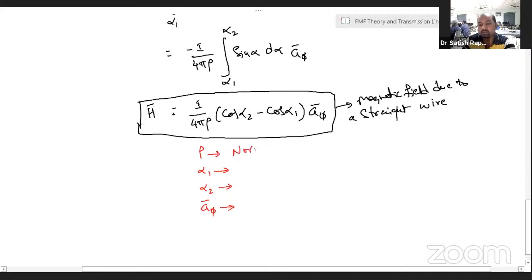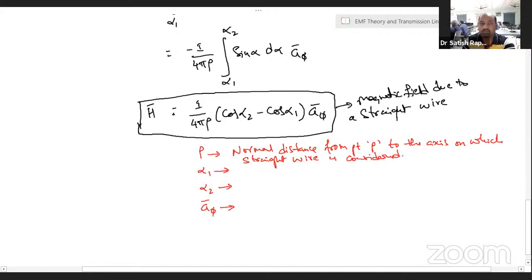Rho is a normal distance from point P to the axis on which the straight wire is considered. Rho is the normal distance from point P to the axis on which the straight wire is considered.